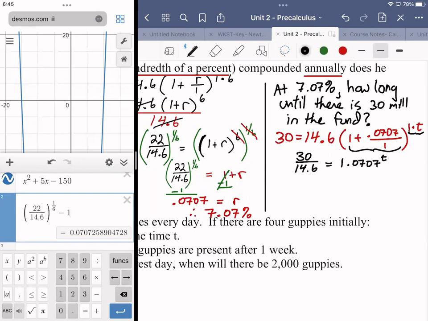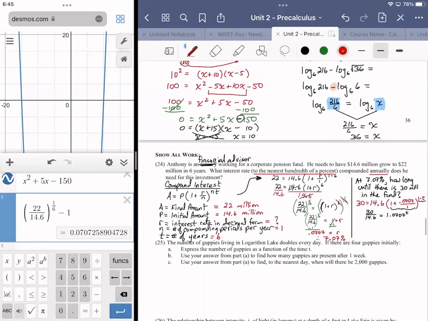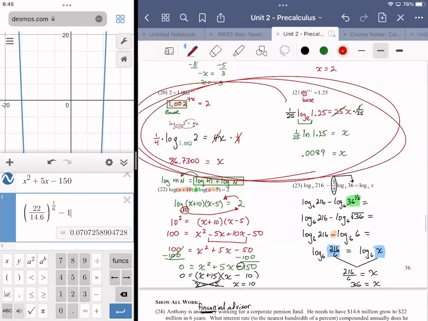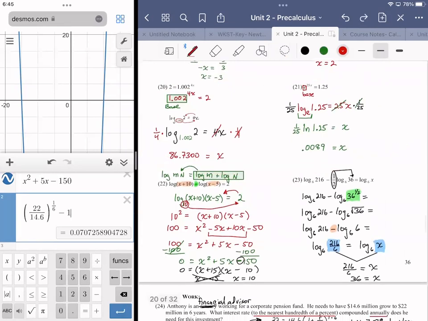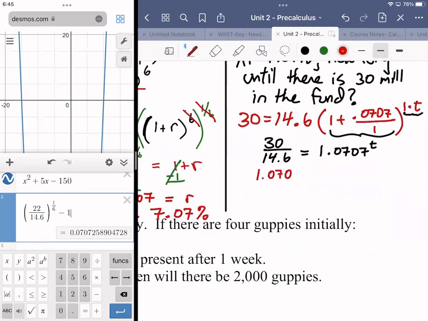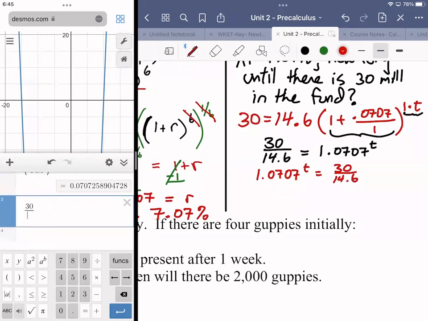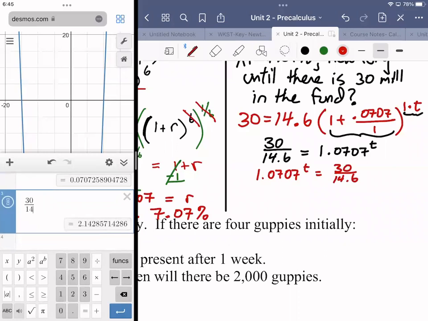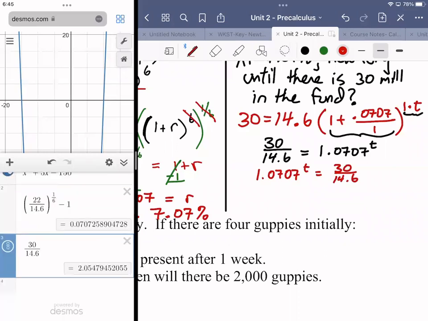But if I rewrite this as we did one of these problems here, 20 and 21, so that we have the base, the power, and the result, it becomes a little bit more obvious. So I have 1.0707 to the t is equal to 30 over 14.6. I'm just assuming the 30 over 14.6 is going to be a hideous decimal. I didn't even bother looking, but you never know. So I'll give it a shot. Yeah, hideous decimal. The simplified fraction is not much better, so better off leaving it where it is.